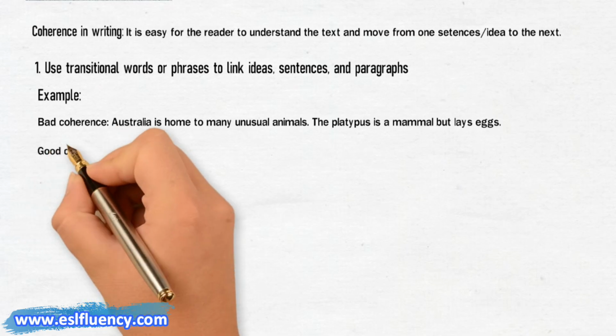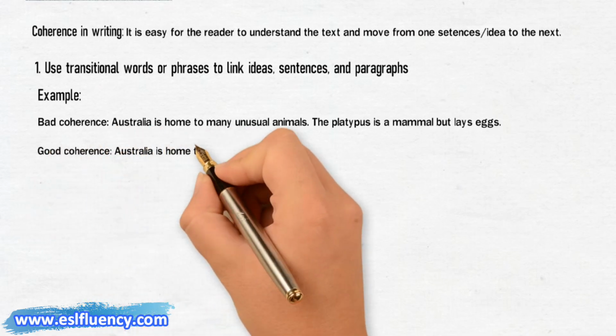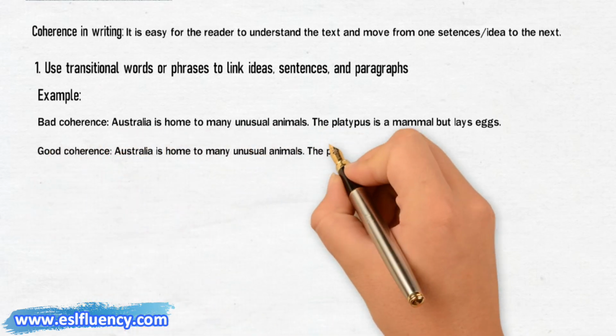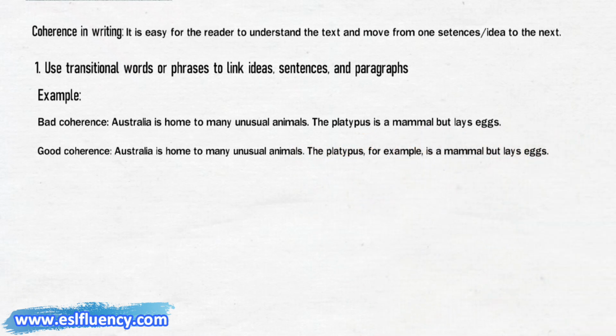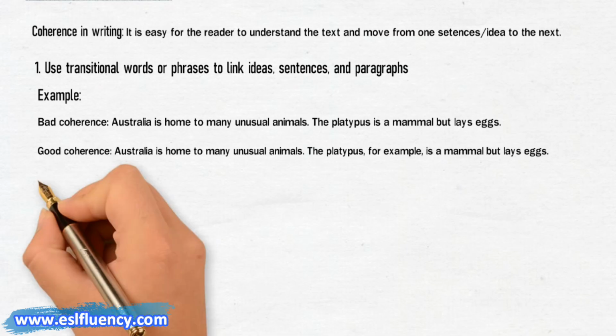And here is the answer. Australia is home to many unusual animals. The platypus, for example, is a mammal but lays eggs. Now, the reader knows that the second sentence is an example for the first one. There is no need to stop and think because the flow of ideas is smooth.